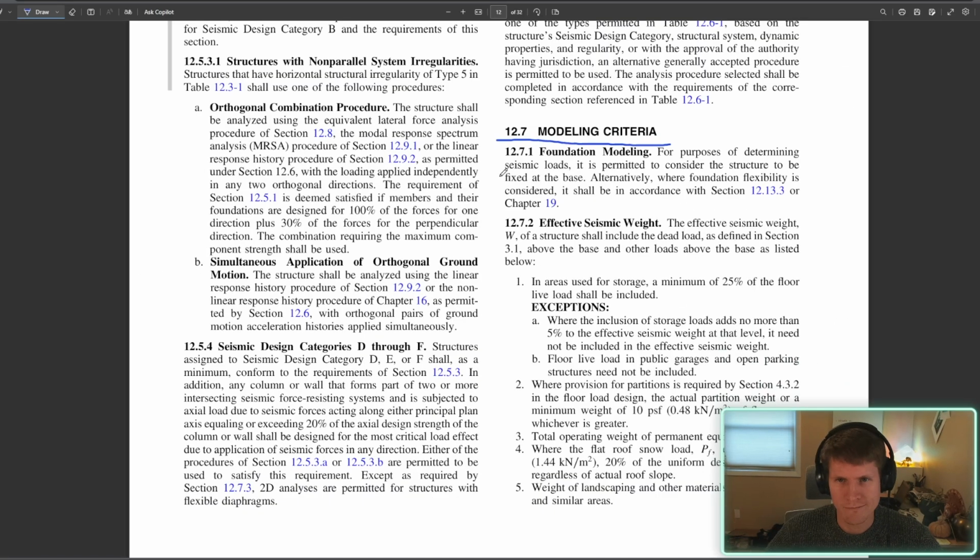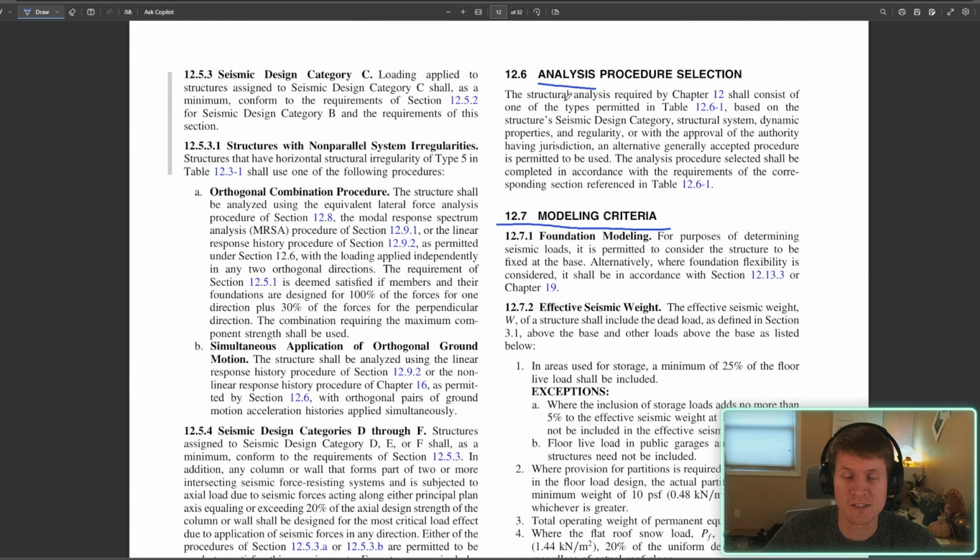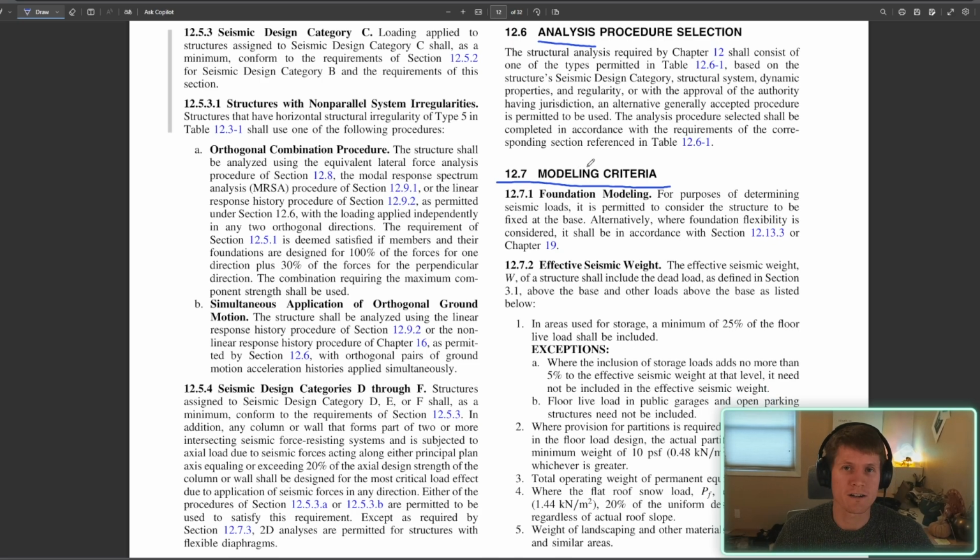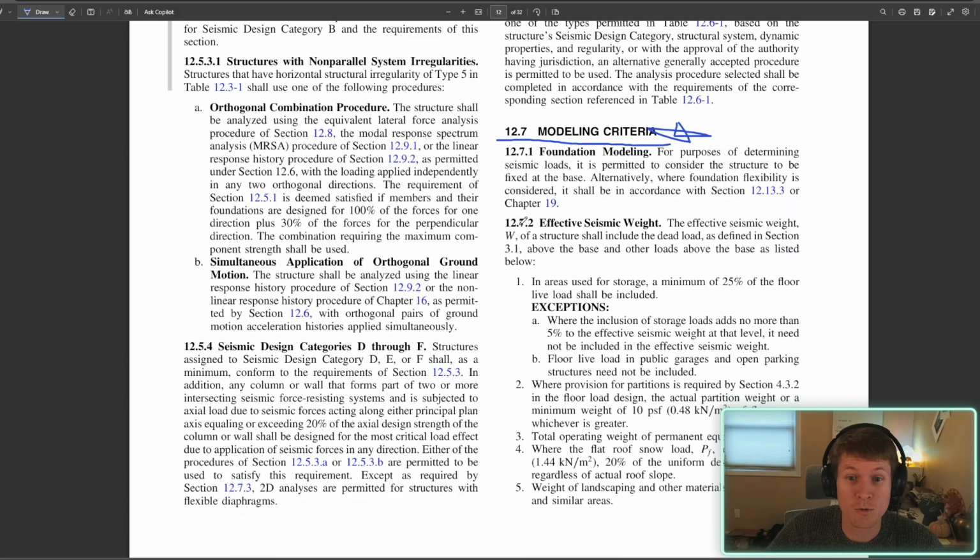This gives you, as it suggests, modeling criteria based on the analysis procedure that you're doing for your seismic design. However, under modeling criteria, you need to know what the effective seismic weight is of your structure that you're analyzing, because the weight of a structure directly corresponds to the forces that you need to design that structure for. We all know that in seismic design. 12.7.2 finds us at effective seismic weight, right on the money.